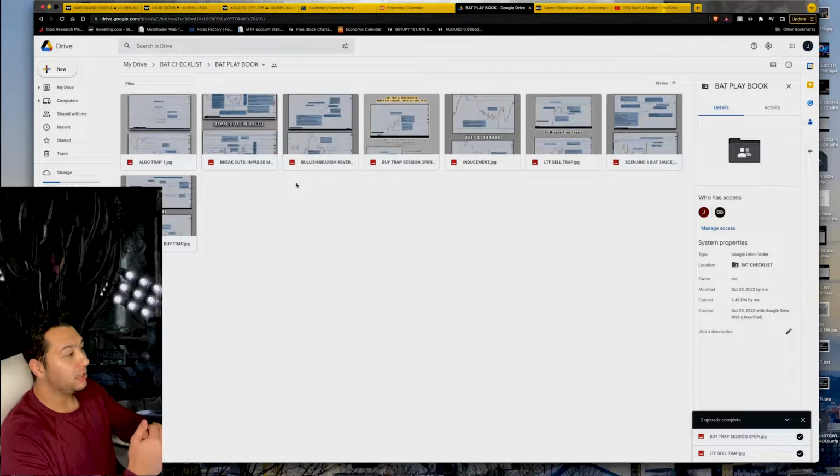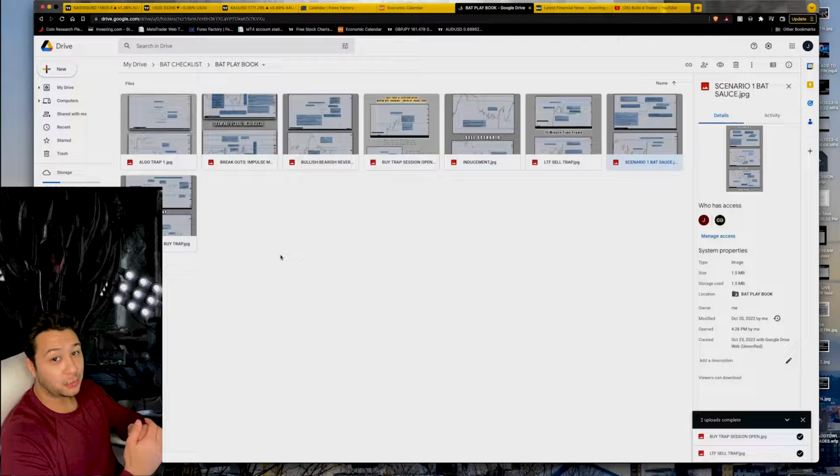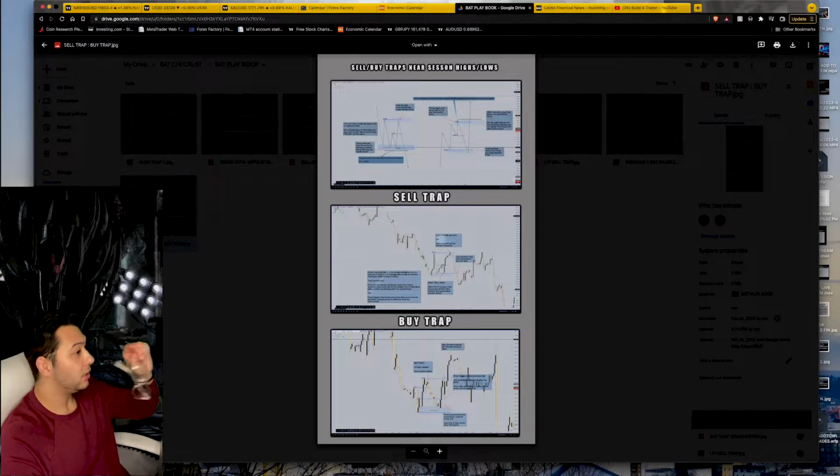So the examples we're going to be going over in this are, like I said, false breakouts, sell traps, and buy traps. So first we're going to start with the false breakouts, which also go hand in hand with sell traps and buy traps, and they're all going to be talked about. So first things first, we're going to look at the sell trap and buy trap scenario.